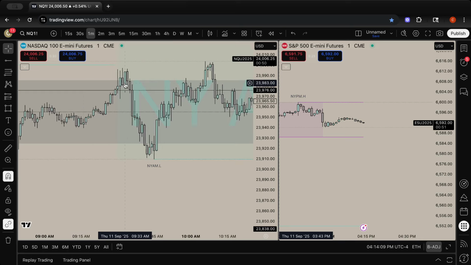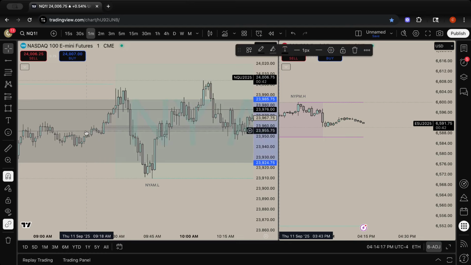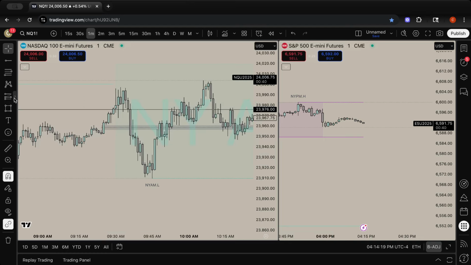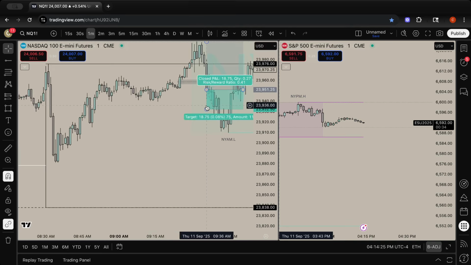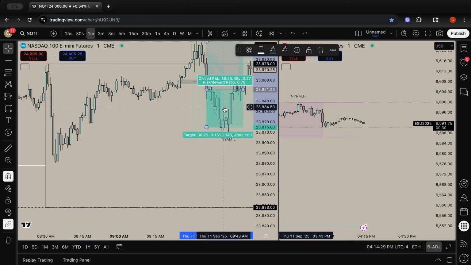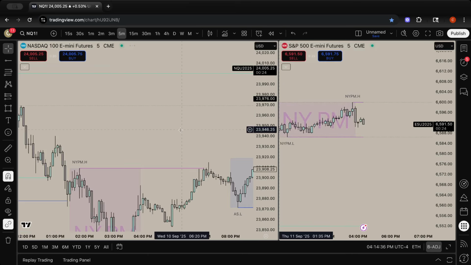So we swept this high here, and we didn't really have any inversion until this 1-minute fair value gap was actually closed under. But I'm not going to take that trade because at this candle closure, that is a 46-point stop. So this is way too big of a stop for me personally, and that's a negative RR trade anyway. So I did not take anything there. Let's see if we had any other opportunities.